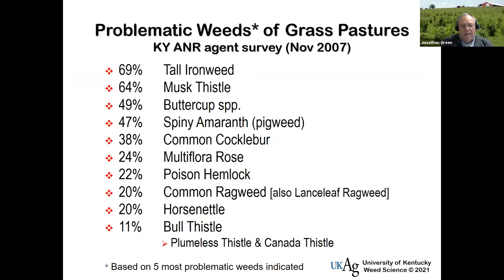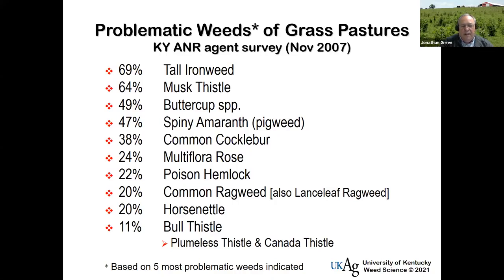In fact, I did a survey several years back here in Kentucky, and I polled the county agents, ag and natural resource agents across the state, and asked them to rank the top 5 weeds in their county and rank them 1 to 5. And whenever I got my results back and started putting it together, things like tall ironweed and musk thistle, the buttercup, spiny amaranth, cocklebur, even multiflora rose at that time, the ragweed, horse nettle, and even bull thistle were at the top of the list, the top 10 or so weeds that were reported as being the more problematic weeds that we had in grass pastures.